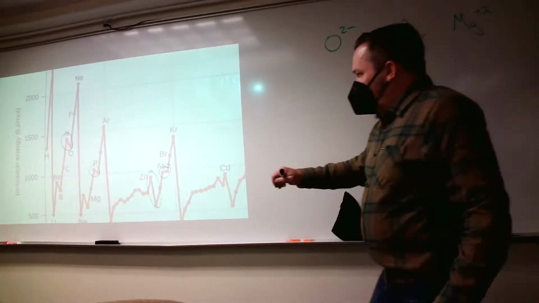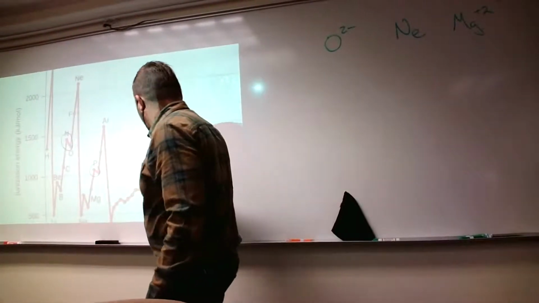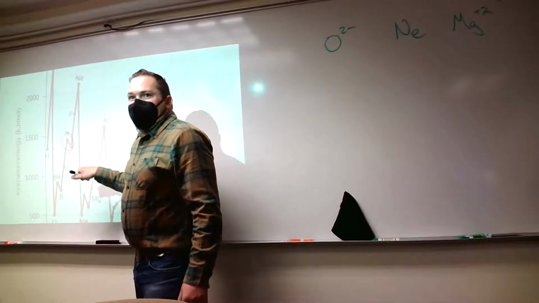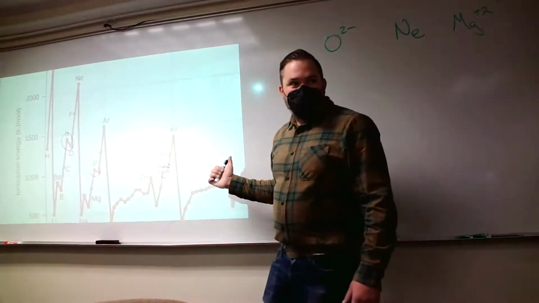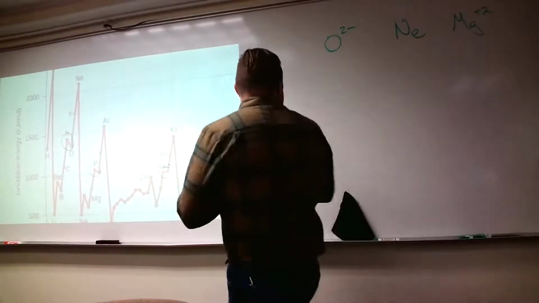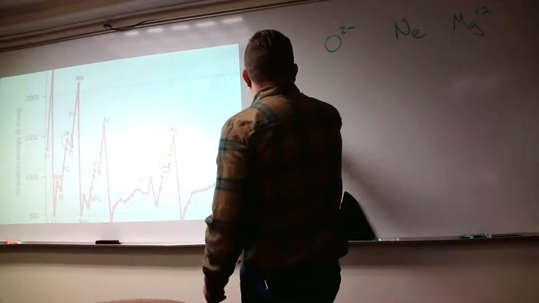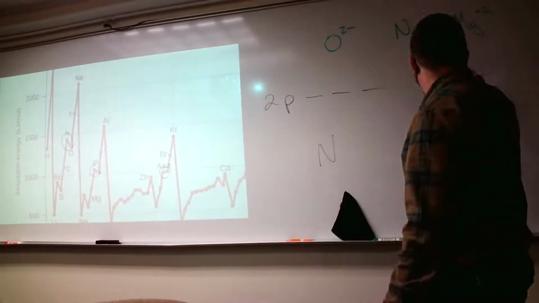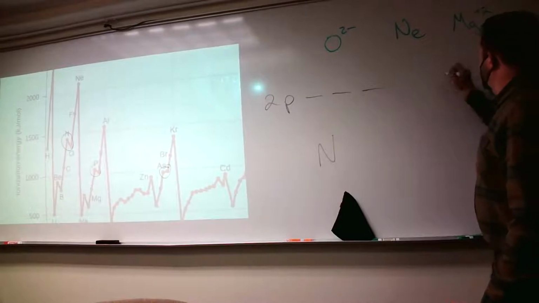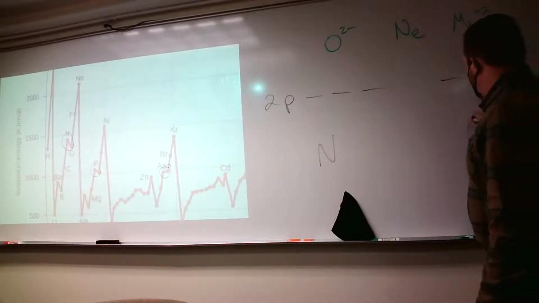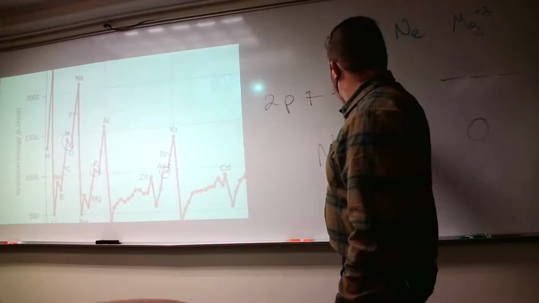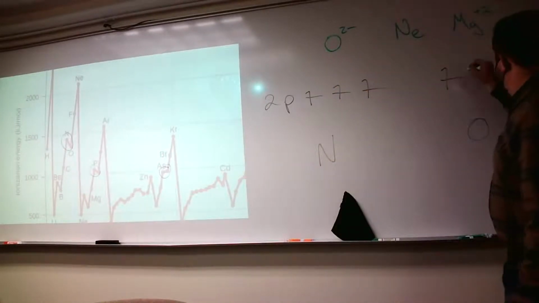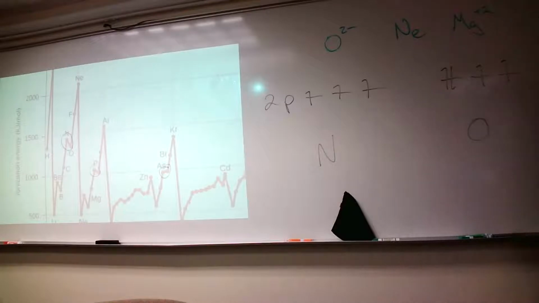These ones in the middle, we can explain those too, though. Those are the ones that correspond to being exactly halfway filled. So nitrogen versus oxygen, they both have electrons in the 2p, right? So for nitrogen versus oxygen, nitrogen looks like this. And oxygen has one extra electron.